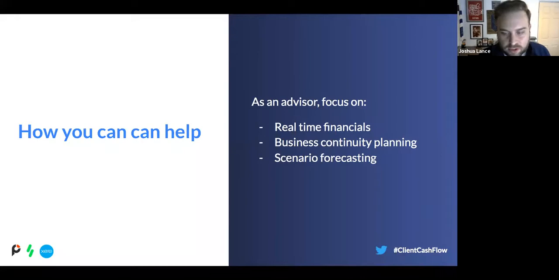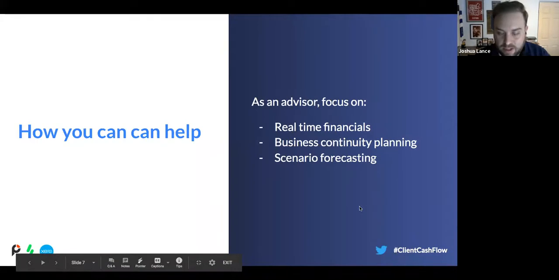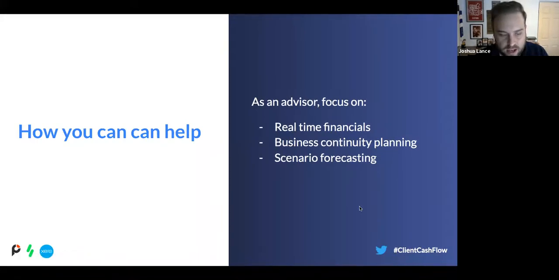Maybe there are different thresholds, like, if we go down 20% of revenue, this is the step we're going to take. Or if this happens, then we're going to take that step. So everyone knows ahead of time what's happening and what to expect, so there are no real big surprises.